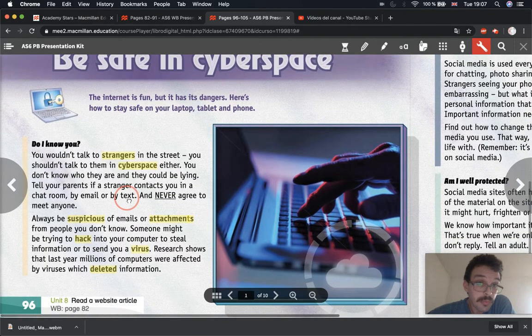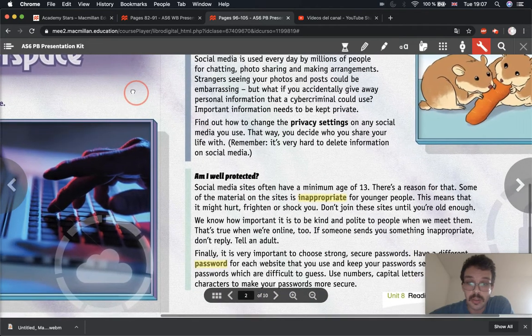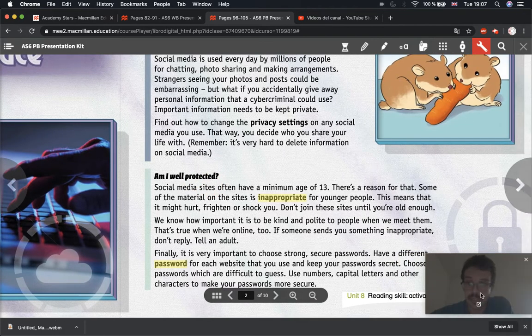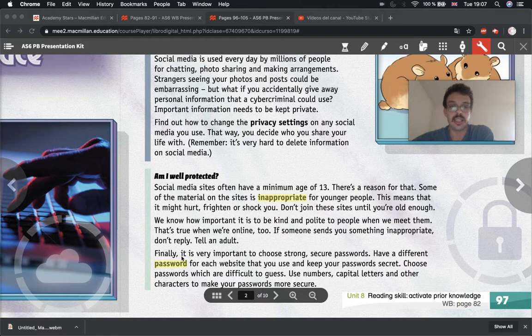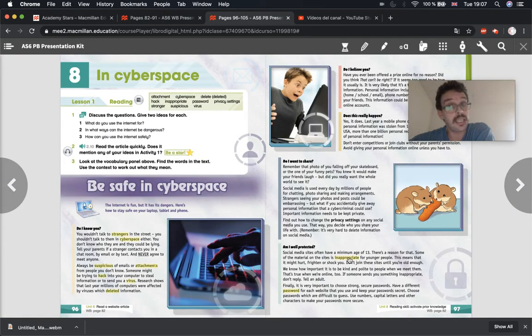So, for example, let's have a look. Here, the word password, la palabra password, it says it's very important to choose strong, secure passwords. Have a different password for each website. And it says use numbers, capital letters, you think, ah, password, contraseña. All right, what I'd like you to do is read the text again and think, what is the meaning of each word? ¿Qué significa cada palabra? Hay que leer otra vez y pensar la significancia de cada una de estas palabras.